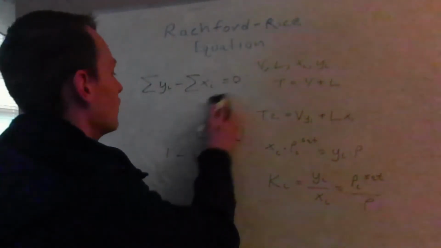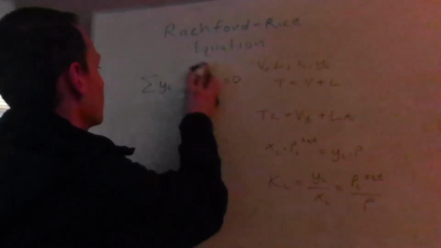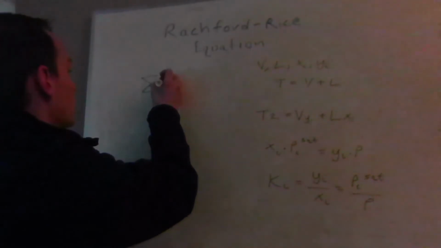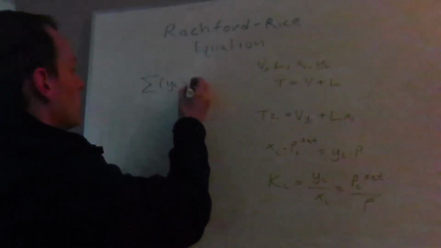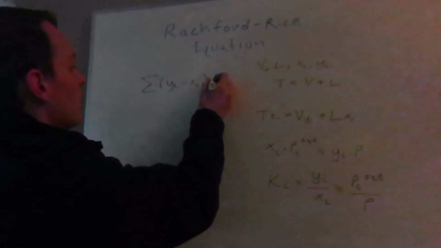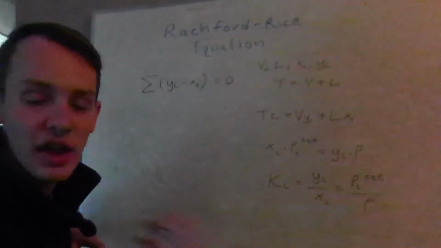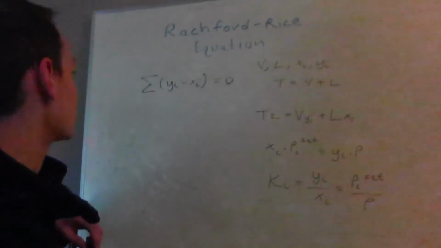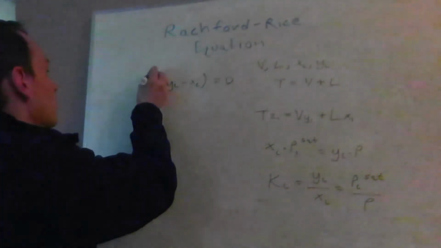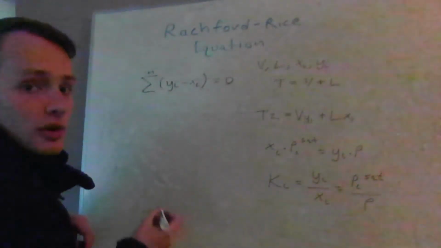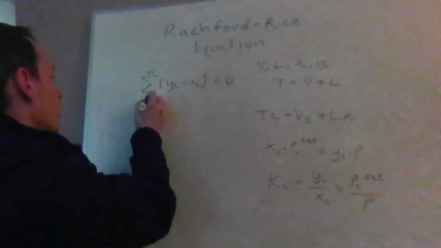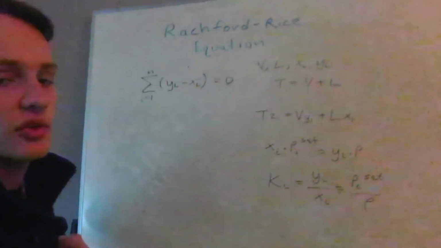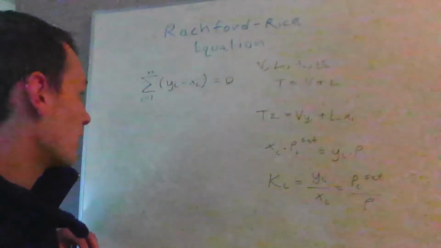And what we can do to make things a little easier on ourselves is just represent this as one sum and then have a difference inside of this sum. So we'll call this yi minus xi. And remember that for our sum, we could have n number of components in our mixture. It doesn't have to be like the binary mixture we're going to use in the next video. So really, this could be n number of components, and obviously the more volatile component is always the lowest number, and the lowest number that we would start with would be 1. So we'll do i equals 1 at the bottom there.